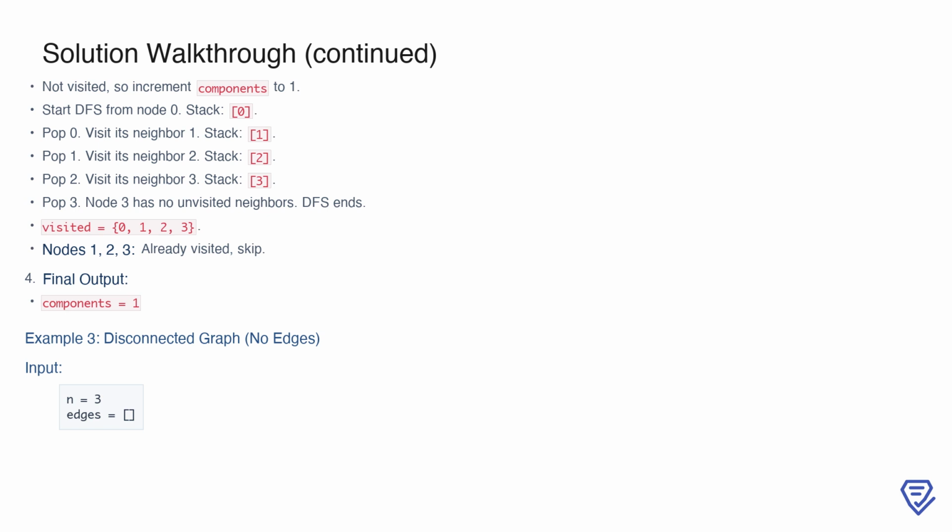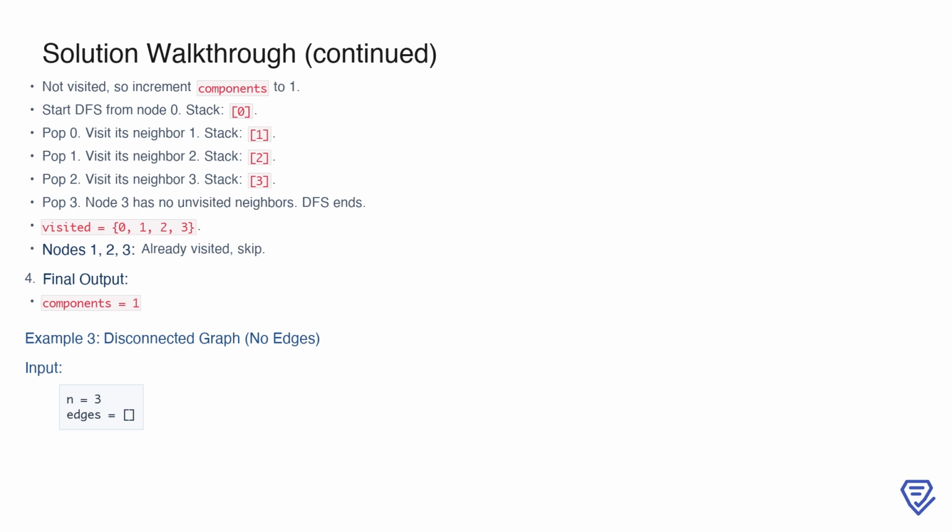At this point, the visited set is 0, 1, 2, 3. Nodes 1, 2, and 3 are already visited, so we skip over them. Since all nodes are part of one connected component, the final output is components equals 1.